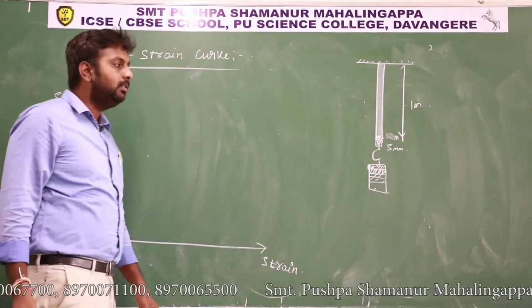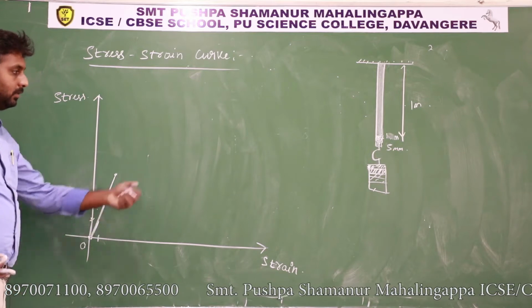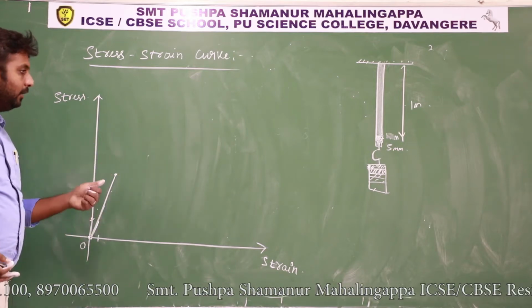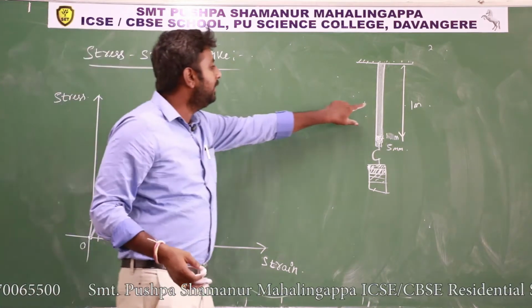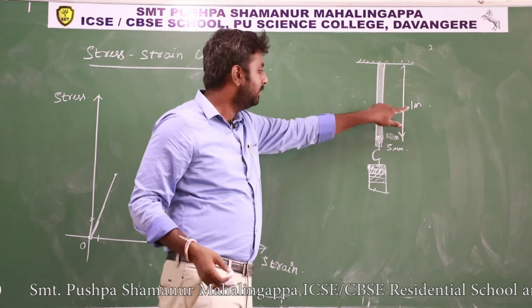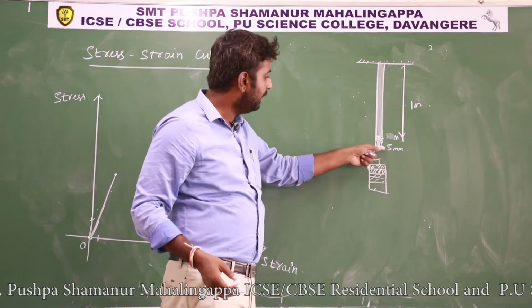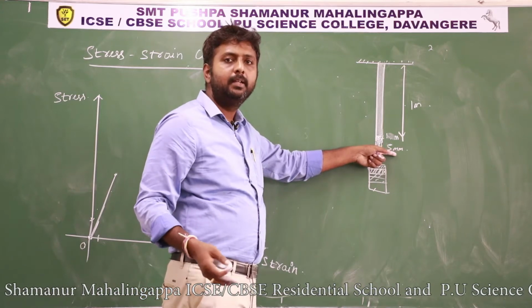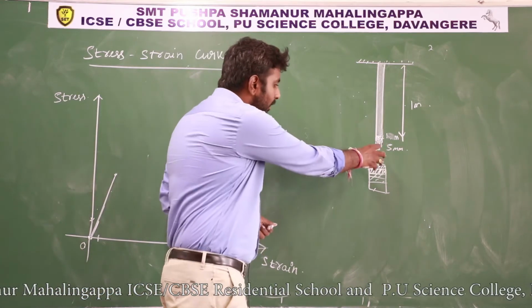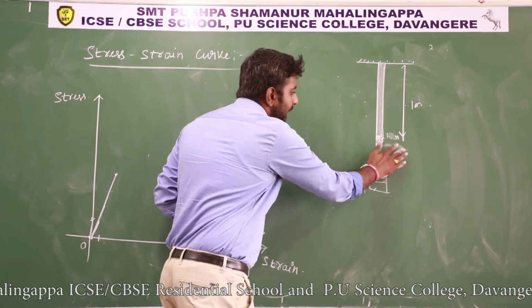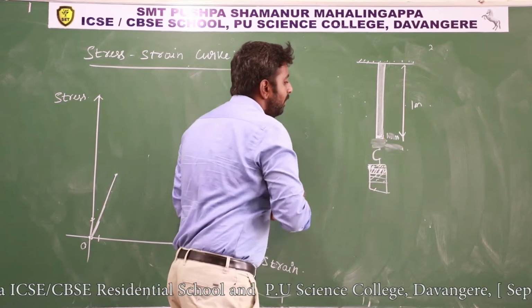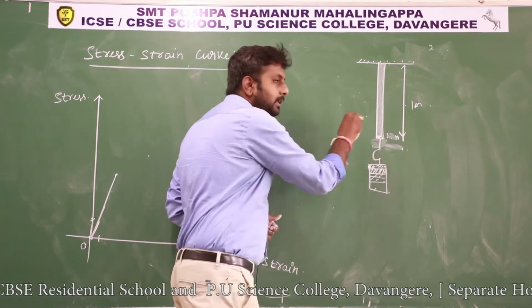Next, I will remove all those 5 kg blocks. Initially the length is 1 millimeter, right? By increasing the weight, the length increased by 5 millimeters. So after removing all these 5 kg blocks, the length is restored. Again the length becomes 1 millimeter.